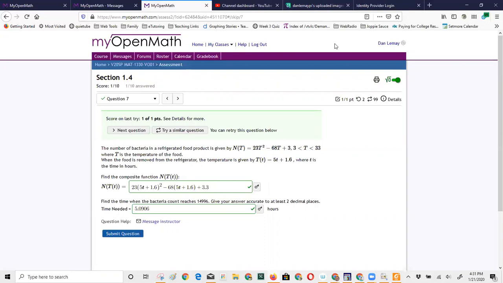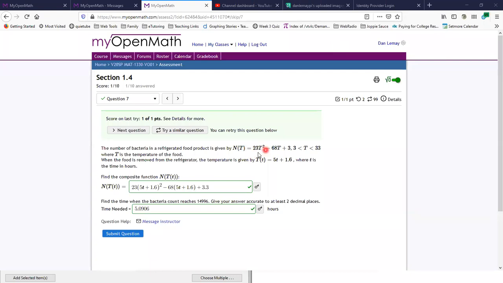So we're going to replace t in this function with that function's values. One person that emailed me did a beautiful job expanding everything out. But to keep MyOpenMath happy, all you're really going to do is do the nesting. So you see what I did is I just replaced the capital T with the function for the time.